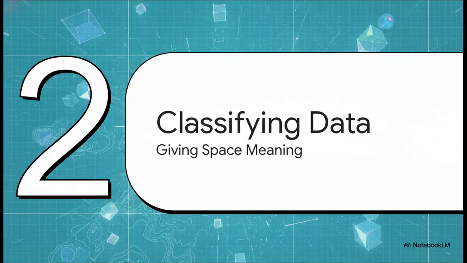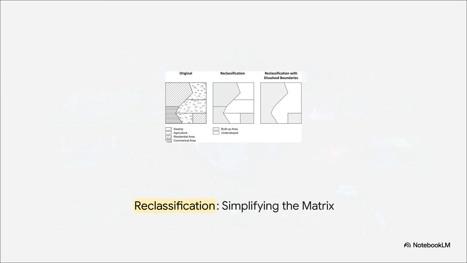Moving right along to Module 2, classifying thematic data. This is where we give space meaning. We take that raw geometric space we just defined and we assign it real-world context. Because let's face it, raw geodata is often just too complex. Reclassification reduces the noise. Check out the original map on the left. It's totally filled with hyper-detailed categories like swamp and agriculture. By reclassifying, we can simply merge those into a single clean, undeveloped layer, while rolling residential and commercial into a built-up area layer. We're simplifying the matrix so human beings can actually make sense of it to make big-picture decisions.